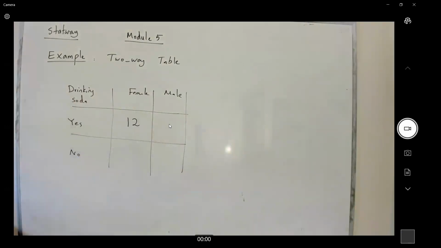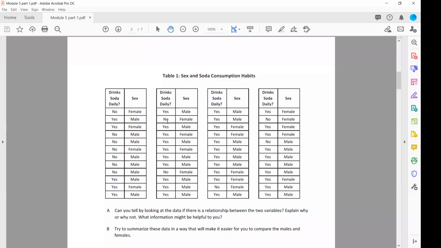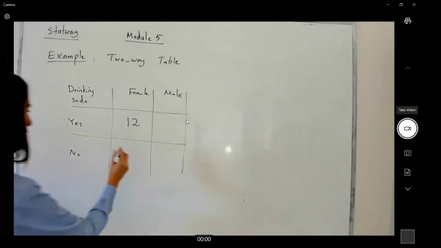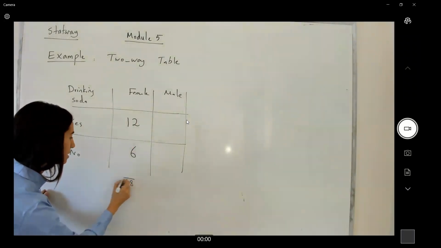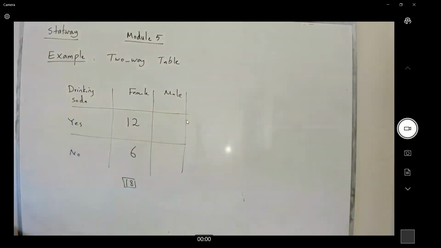So how many females do we have that don't drink soda on a daily basis? Let's count them. Here we have 1, 2, 3, 4, 5, 6. Okay, it seems like we have 6 of them. So how many females do we expect to get in total? We expect to get 18 females in total. We have to do the exact same calculation for males.